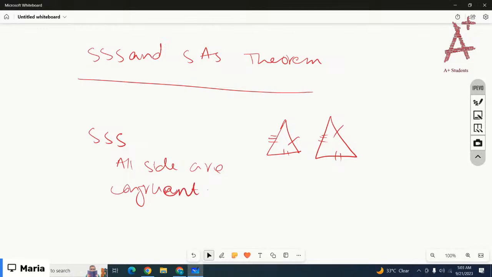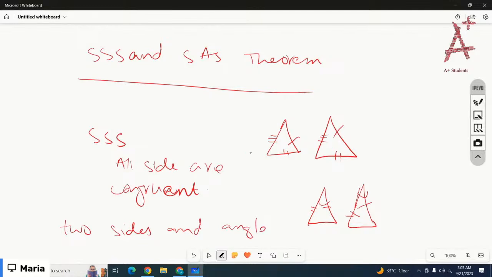Okay. Then you have side-angle-side. That means two sides and the angle between those two sides are congruent, right? Two sides and the angle between them are congruent, right?